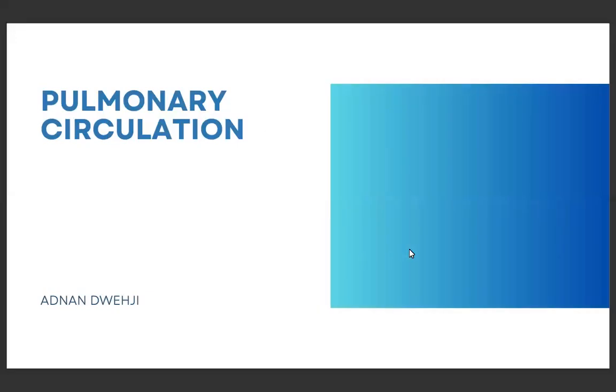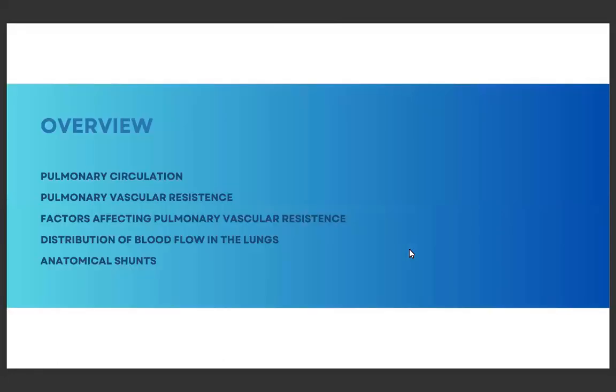Today we're going to be giving you guys a session about pulmonary circulation. So let's get right to it. Our objectives for today will be to give you an overview of pulmonary circulation, discuss pulmonary vascular resistance, the factors that might affect it, the distribution of blood flow within the zones of the lungs, and lastly, we're going to briefly discuss anatomical shunts.